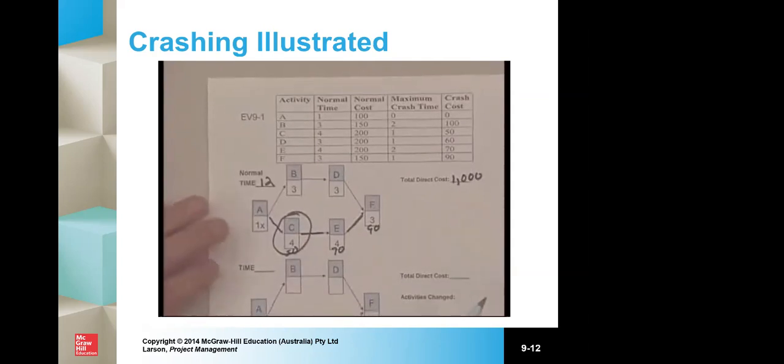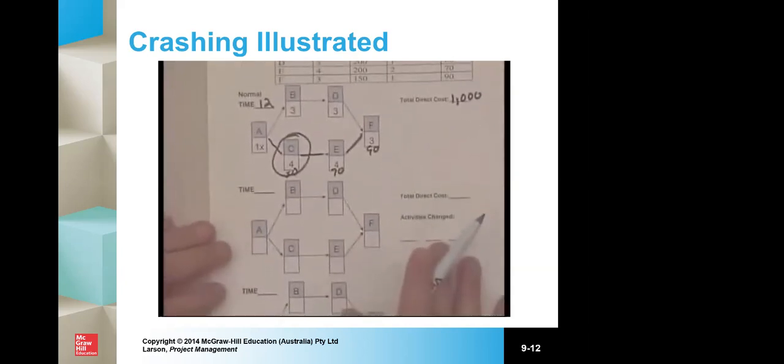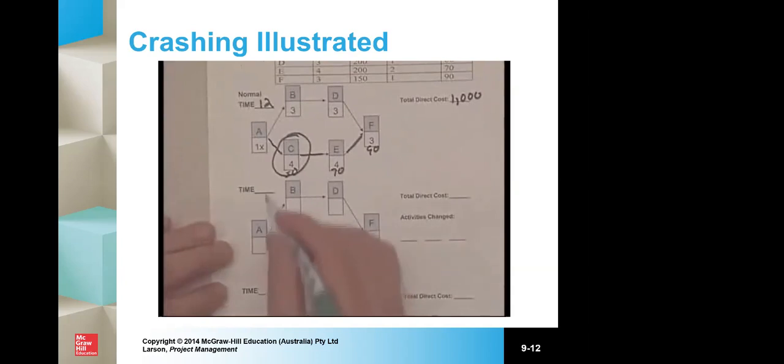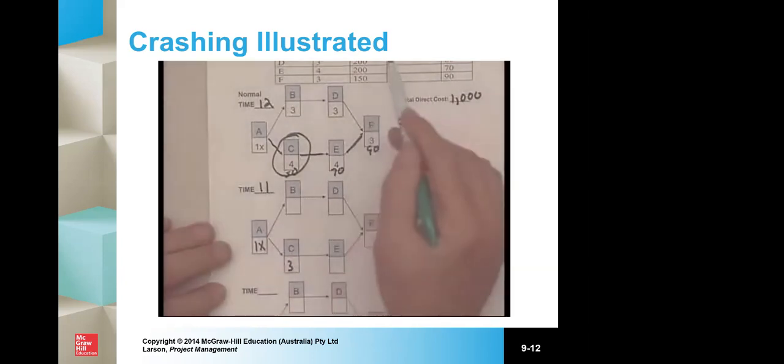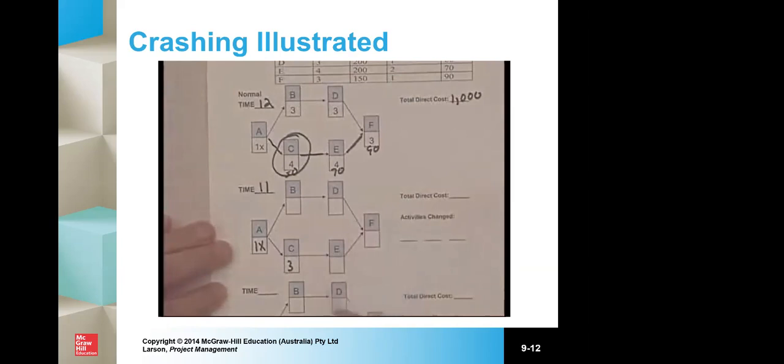So let me move this up a little bit. Go ahead and record those changes. Put a 3 in here for C. We've crashed it the 1 day we can, so we put an X there. 3 up here. None of the other activities have changed. Put in 3. We indicate that we crashed activity C at a cost of 50. 50 plus the 1,000 gives us a total direct cost of 1,050.